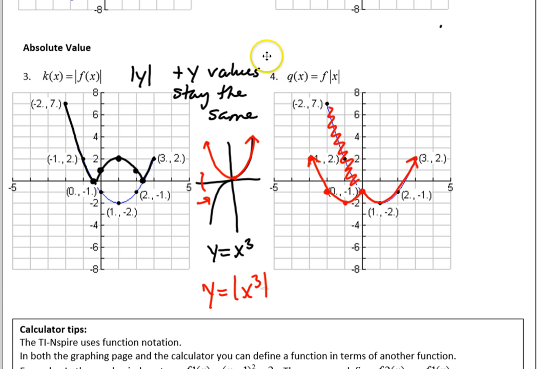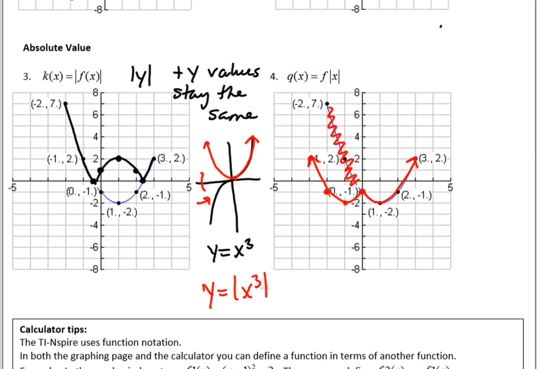Now this one you don't see a whole lot. This doesn't happen a lot in practice. So I'm not testing you on this. However, some of your homework problems do have this in it, especially maybe a bonus problem. So that's what this one's for.